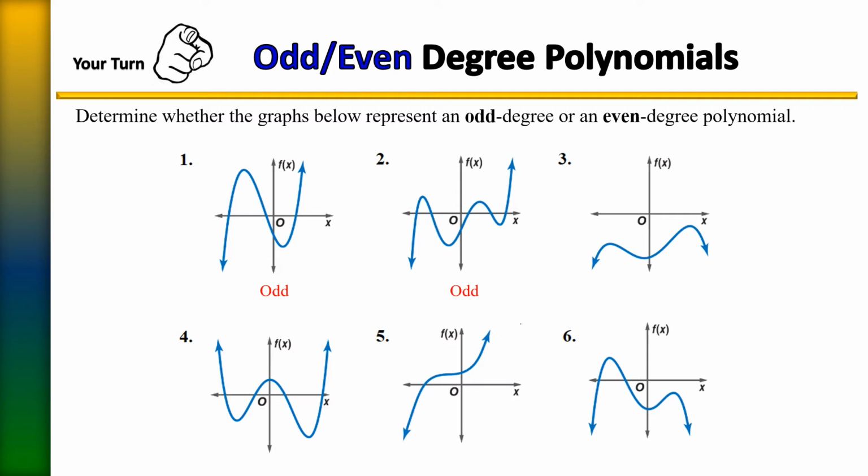Number 3, notice both ends are facing the same direction, so number 3 is even. Number 4, yes, 4 is even as well. Number 5 is odd, yes, notice that both ends are opposite ends. And 6 is even, that is correct. Good job.